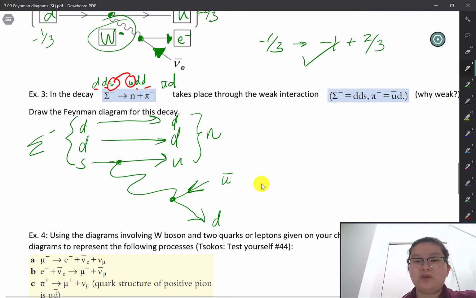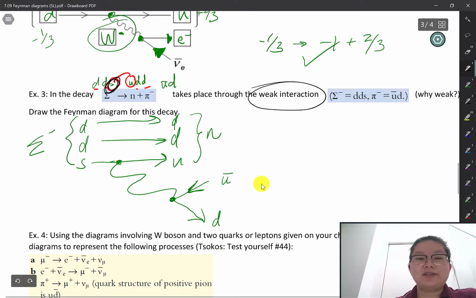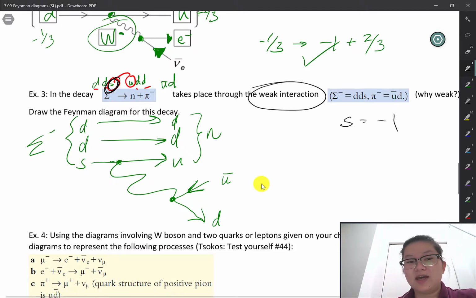So we know it's a weak interaction by what it's telling us, but it's also weak because we know that the strangeness is not conserved. Notice that there's a strange quark in the reactants, but no strange quarks in the products. So whenever you see a strange quark, that always gives you a -1 number for strangeness, and the only kind of interaction where strangeness is not conserved is your weak interaction.